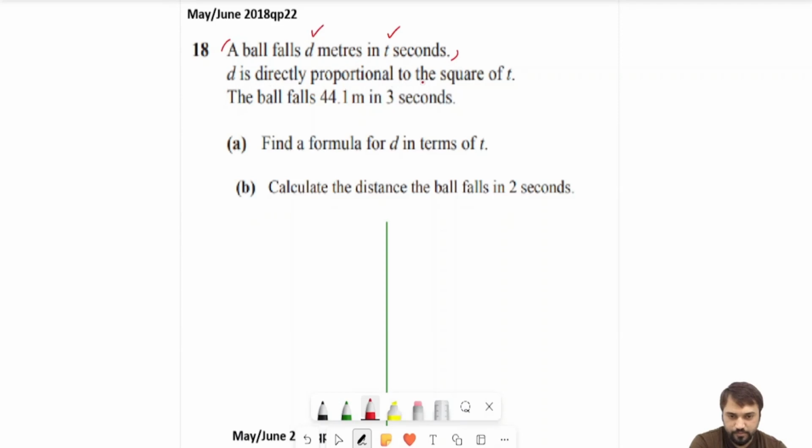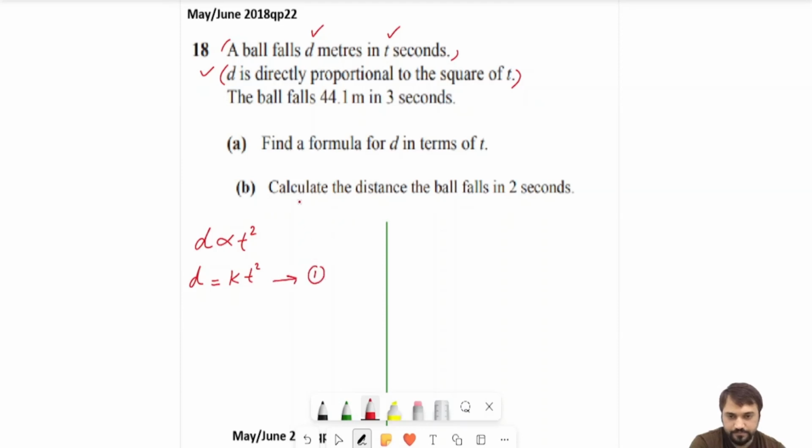D is directly proportional to the square of t. So this is our main statement and we are going to convert this statement into mathematical form. D is directly proportional, so again the proportional symbol is the same. But in this case we are not going to write 1 over, because this is the case of direct variation, to the square of t. D is equal to k t square.